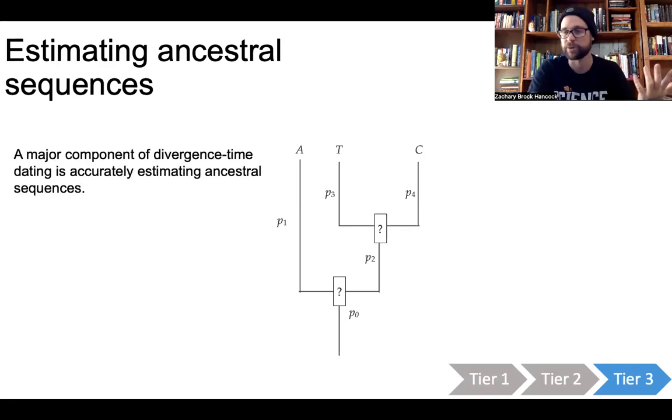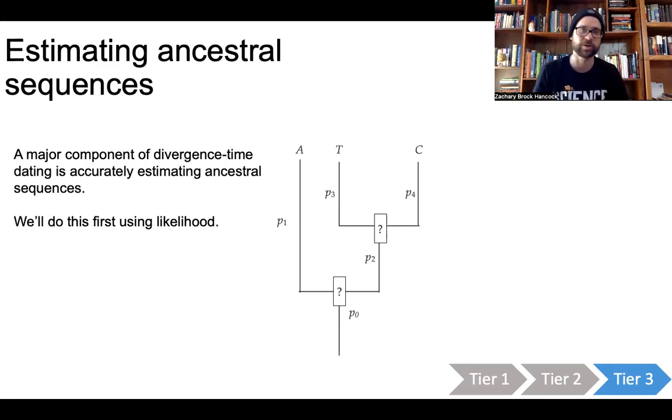As I said, a major component of divergence time dating is accurately estimating ancestral sequence. So we'll do this under a likelihood approach. Very often we do divergence time dating in a Bayesian approach, but we're going to start off with a likelihood because it's a component of Bayesian statistics, so we need to understand how it works.